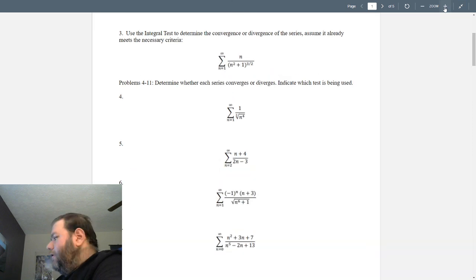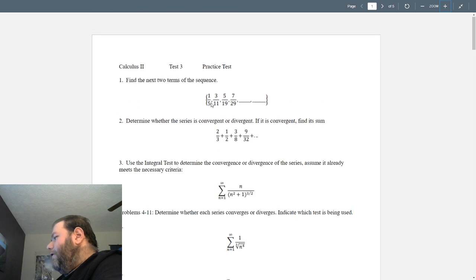That should be good. So you can see, find the next 2 terms of the sequence. That should be pretty straightforward. Just basically looking at the pattern on the numerator and the denominator. Determine the power series, would determine whether the series is convergent or divergent. If it's convergent, find its sum. This is actually a geometric series, and it'll be the same on the actual test.